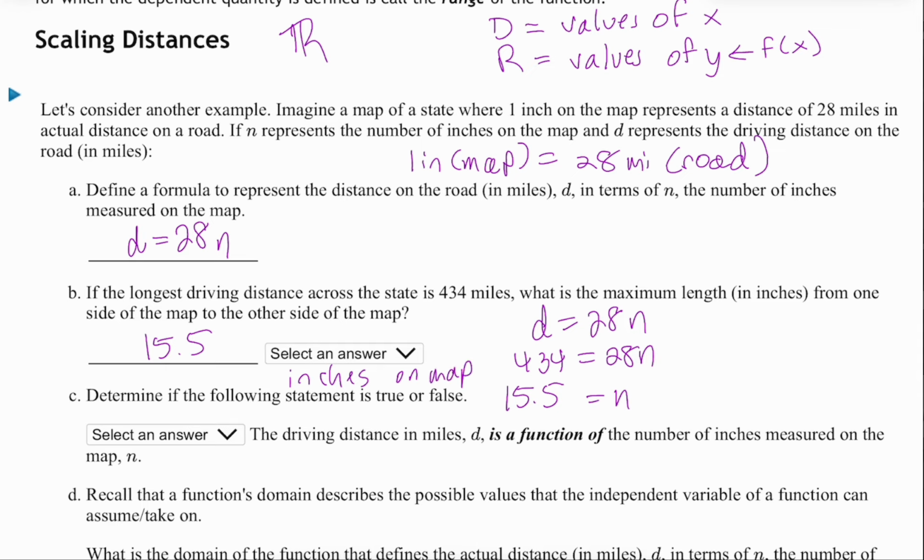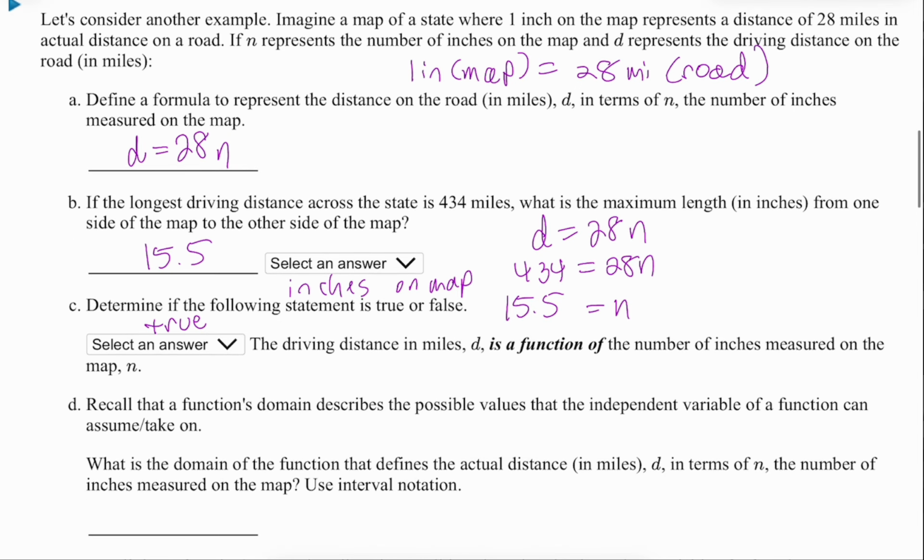Okay. And then it says, determine if the following statement is true or false. The driving distance in miles is a function of the number of inches measured on the map. That is true. Remember, a function of is something that has that perfect relationship between the independent and dependent variable. Every independent variable is just paired up just once. You always get just one answer.